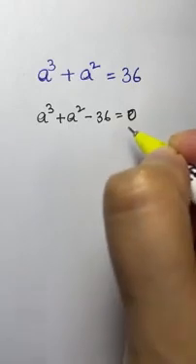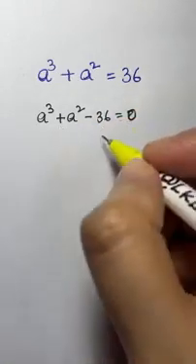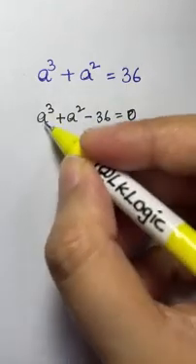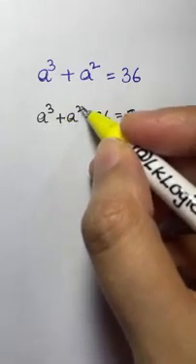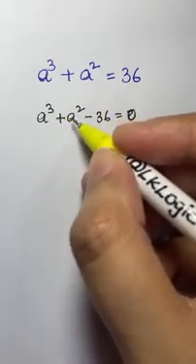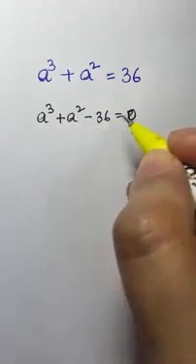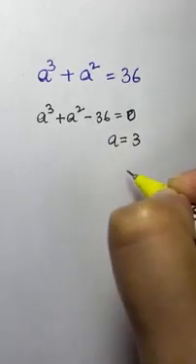Now you can use trial and error to find one factor of a. Just substitute 1, it doesn't go. 2, no. 3, let's see 3. If we substitute 3 cube plus 3 square, that's 27 plus 9 equals 36. 36 minus 36 gives you 0. So we have one factor: a is equal to 3.